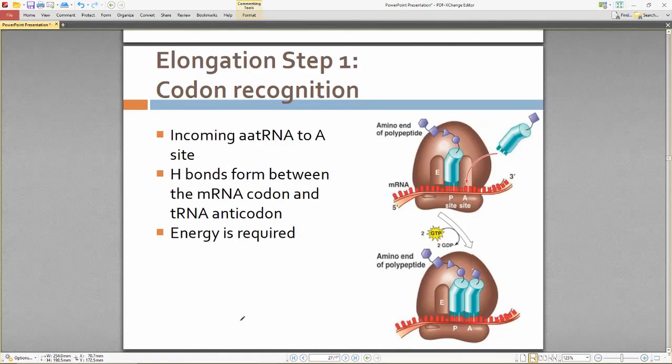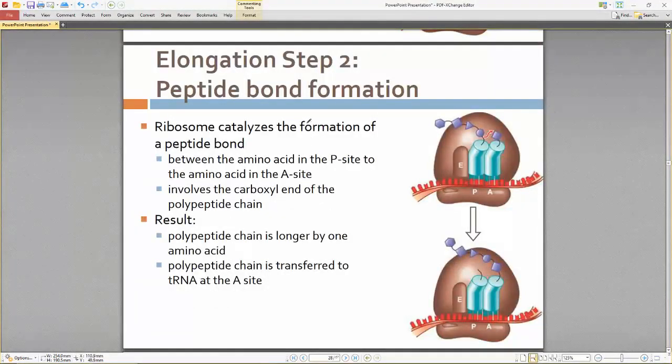So how does this elongation really work? First, the incoming aminoacyl tRNA comes to the A site. Hydrogen bonds form between the mRNA codon and the tRNA anticodon. Energy is required. And then a peptide bond forms. So the ribosome catalyzes the formation of a peptide bond between the amino acid in the P site and the amino acid in the A site. And this involves the C terminus, the carboxyl end of the polypeptide chain. I'm pretty sure you learned in one of your previous units that polypeptides grow from the N terminus towards the C terminus. So the C terminus is being added onto.